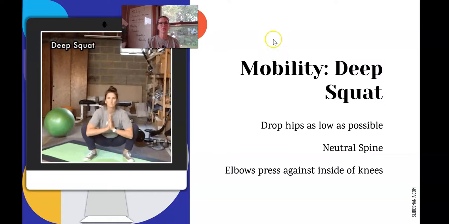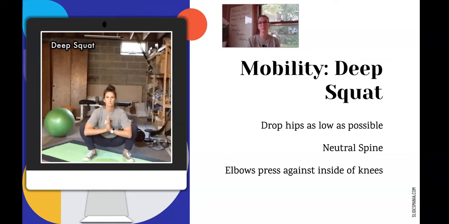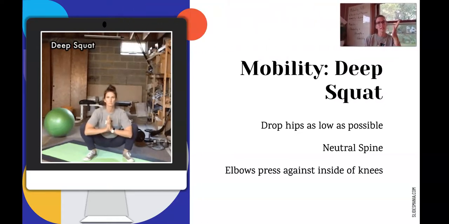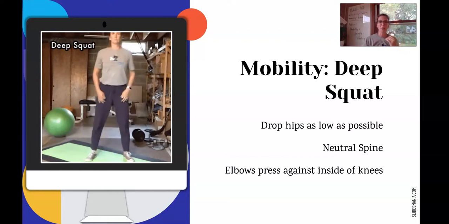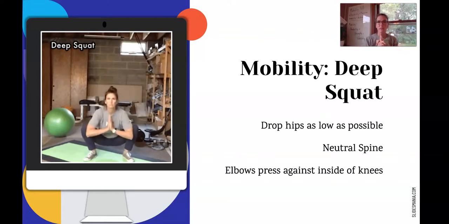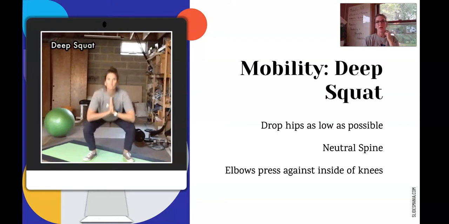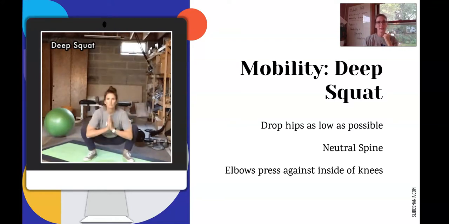So here's one of the first exercises you're going to be doing. It's just a deep squat. Not saying just a deep squat, but it is. You're working on dropping your hips as low as possible. However, you need to keep a neutral spine. We talked about neutral spine last week, and it's really making sure that our back is staying as straight as possible. Our elbows are pressed against the inside of our knees to try to push our knees out to get more of a stretch on our adductors.